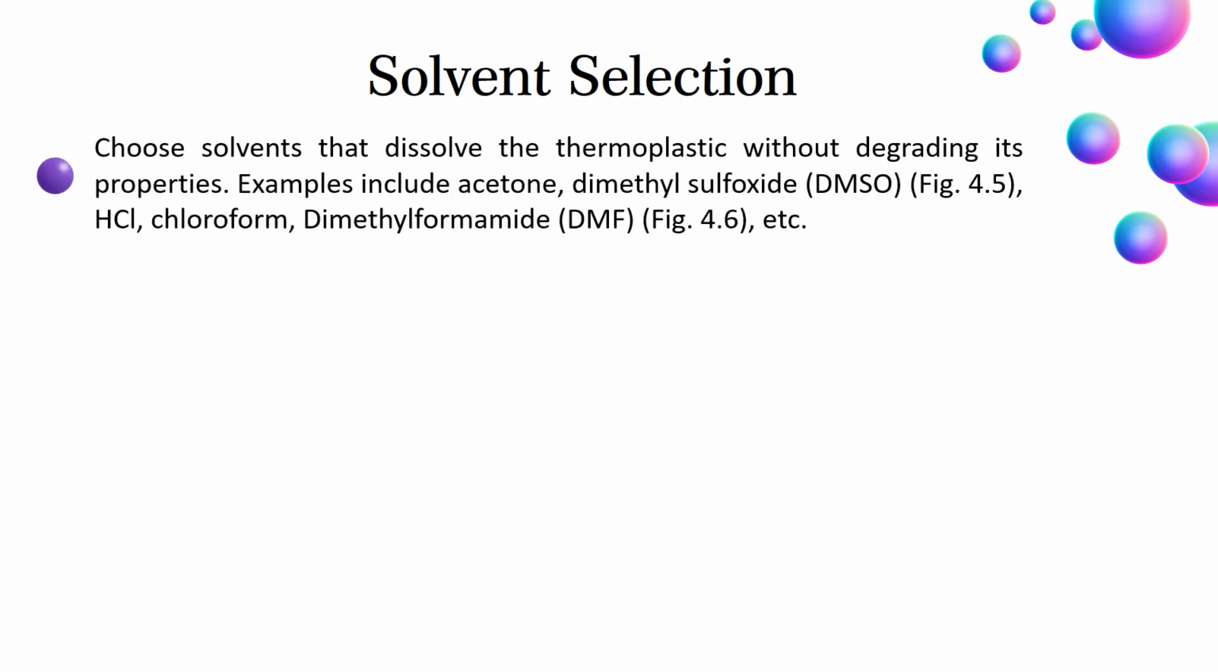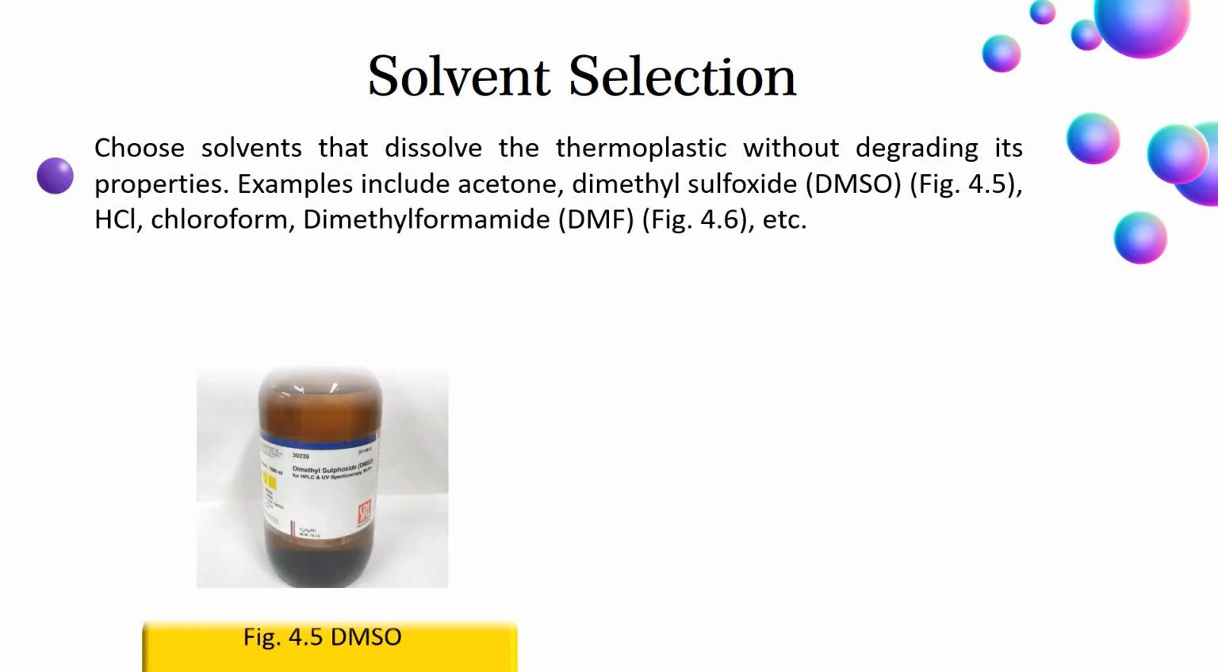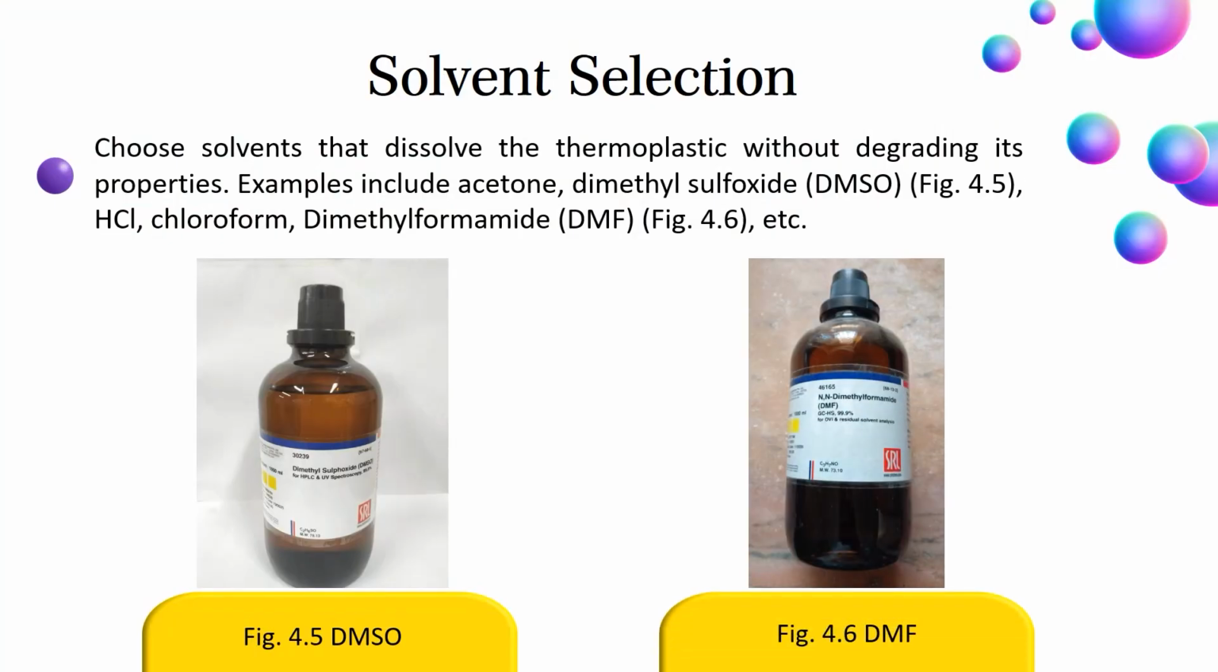gels. Then the selection of solvent is also very important. Some of the examples are acetone, dimethyl sulfoxide, DMSO, very commonly used, hydrochloric acid, chloroform, DMF. These types of solvents are very commonly used.